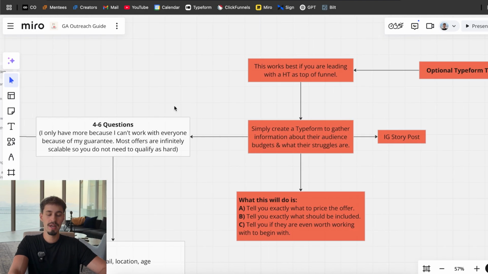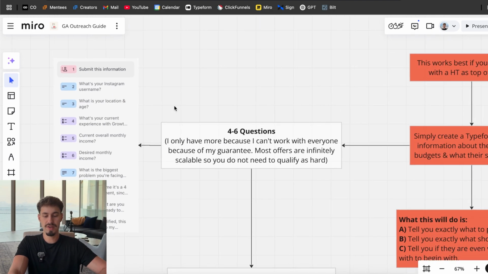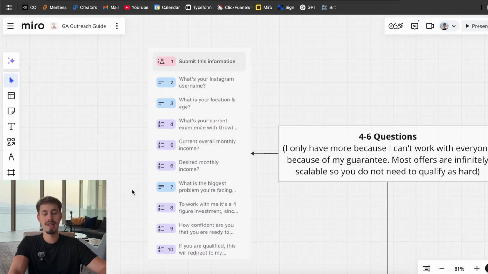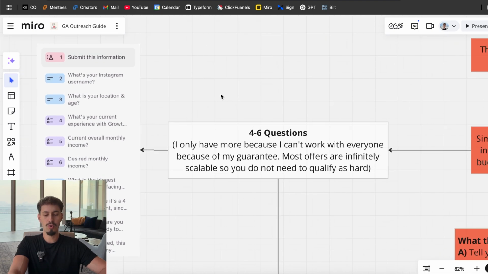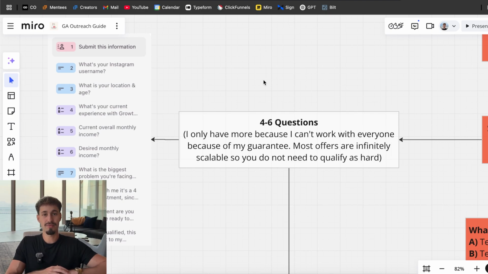So here's what a Typeform looks like. So usually 4 to 6 questions. This is a screenshot of mine. I have my own Typeform for my mentorship. I just do it simple. I only have more questions because I can't work with everyone because of my guarantee.